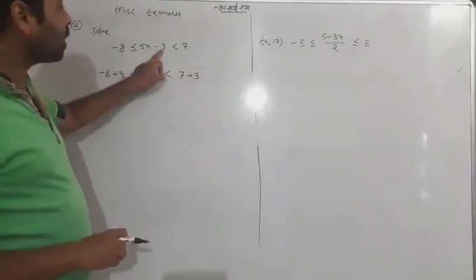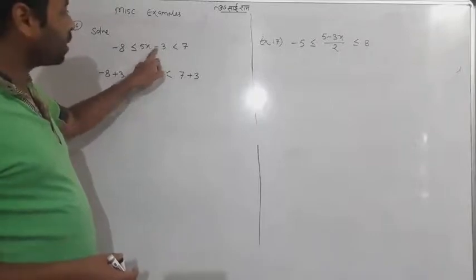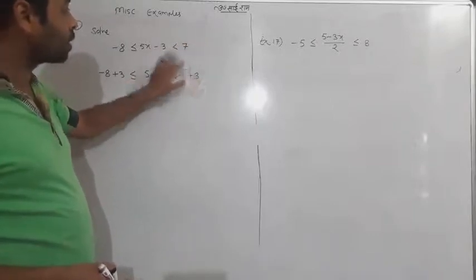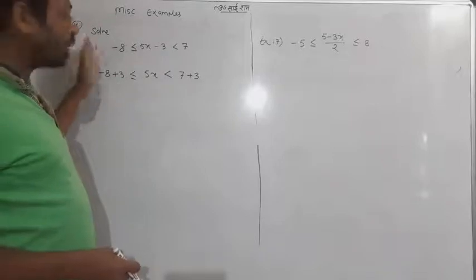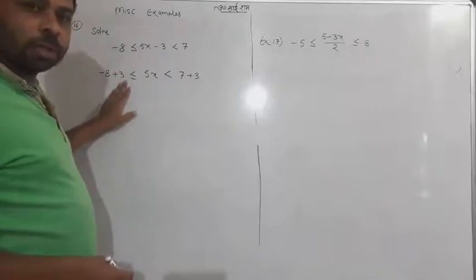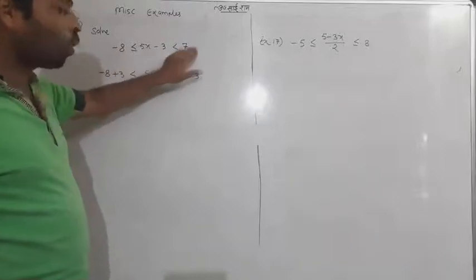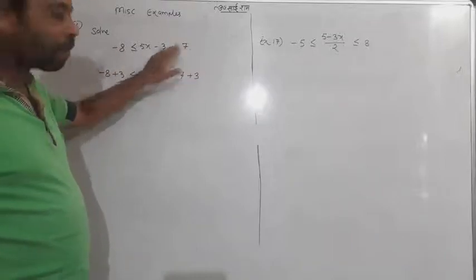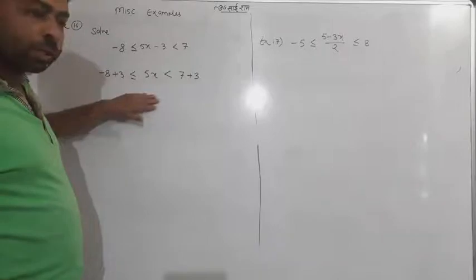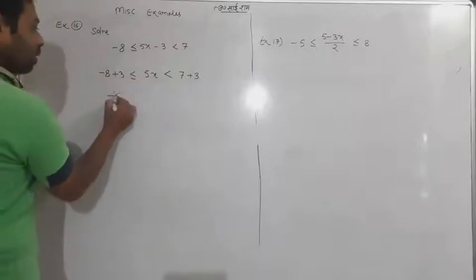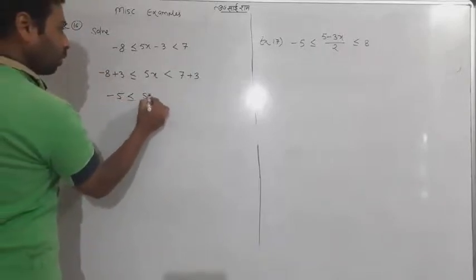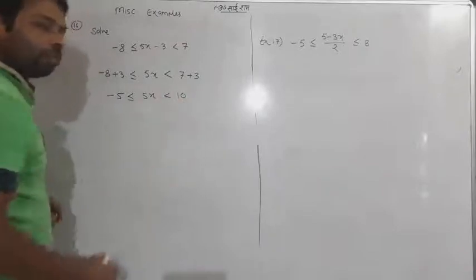You can also understand by yourself that it is a minus 3. It transferred to this side. It is going to be plus 3. This is the first way. Or the second way, you can understand that after adding 3 in all the parts, left, middle and right, you will obtain this term. What will happen next? This is going to be minus 5, this is going to be 5 and this is going to be 10.